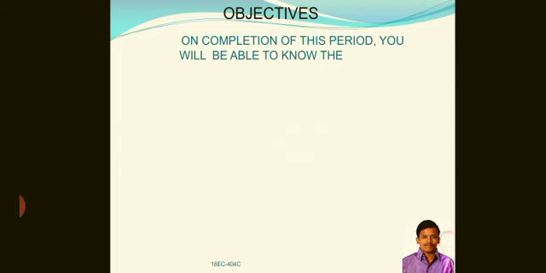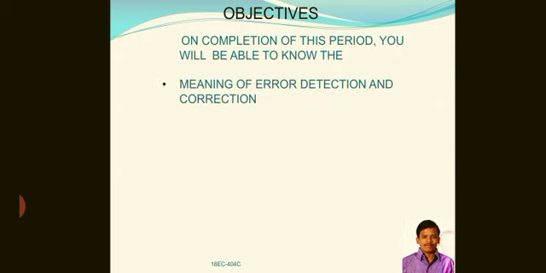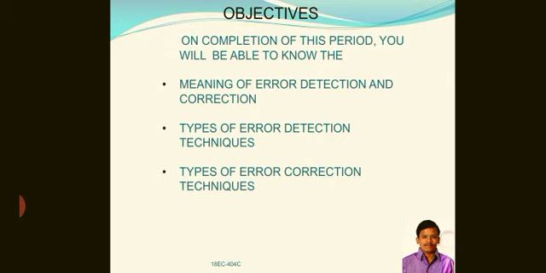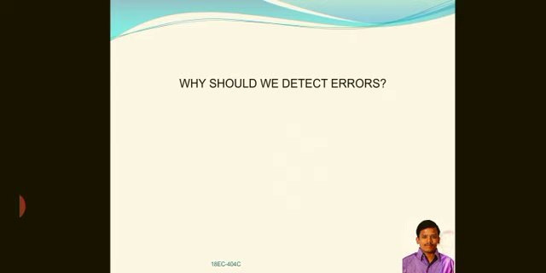Now we just quickly look at the objectives. On completion of this period, you will be able to know the error detection and error correction. Then we will see what are the different types of error detection methods, then different types of error correction methods. So these are the few topics we are going to cover in this class. First we will see what is the meaning of error detection and correction.